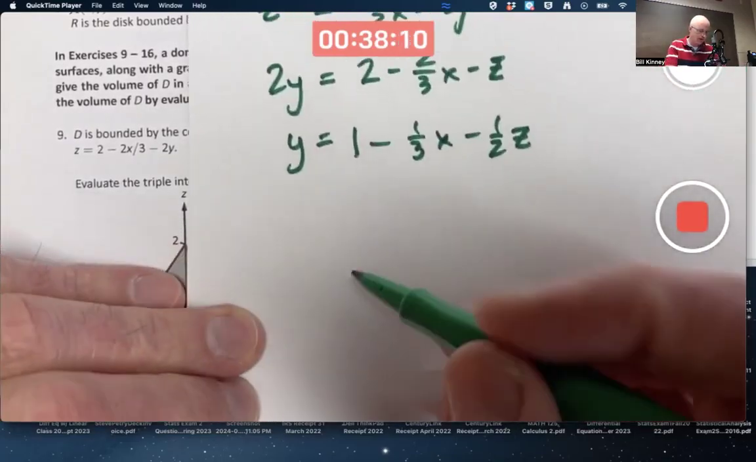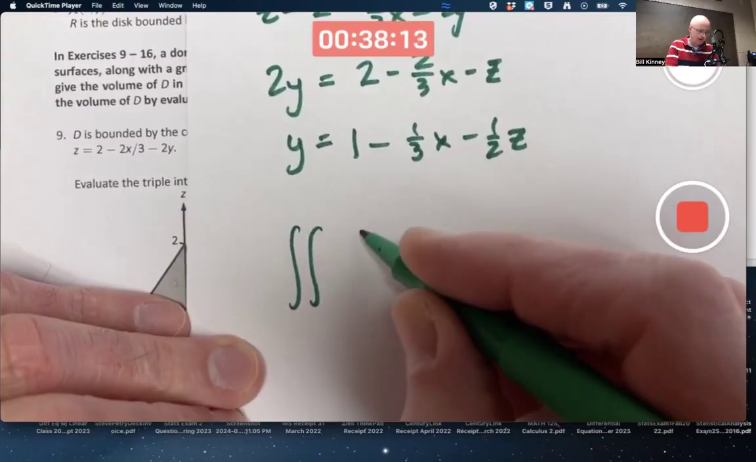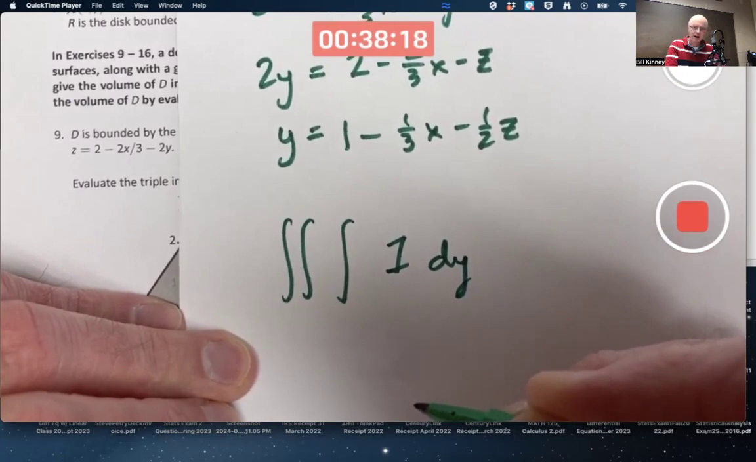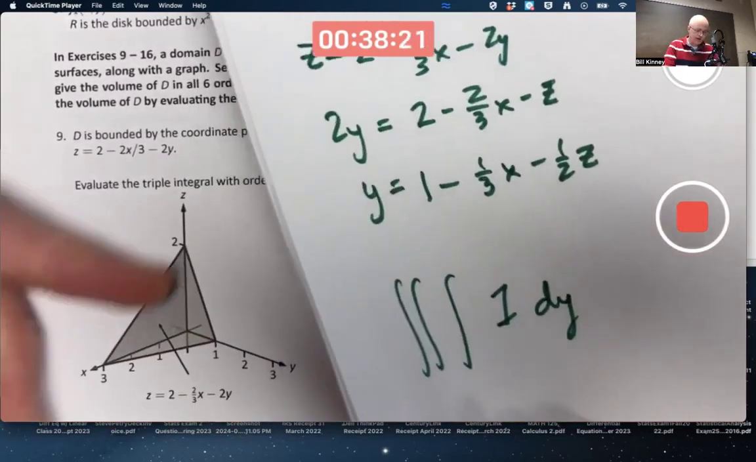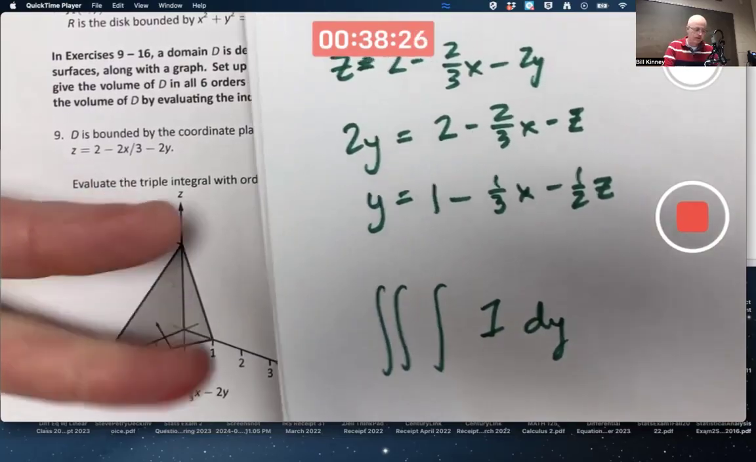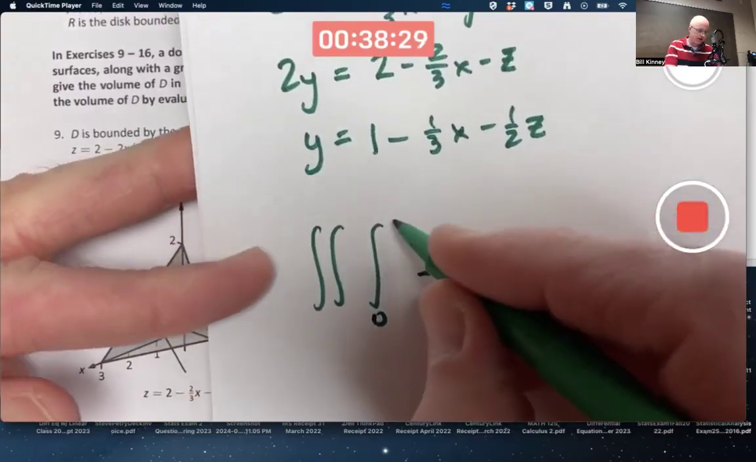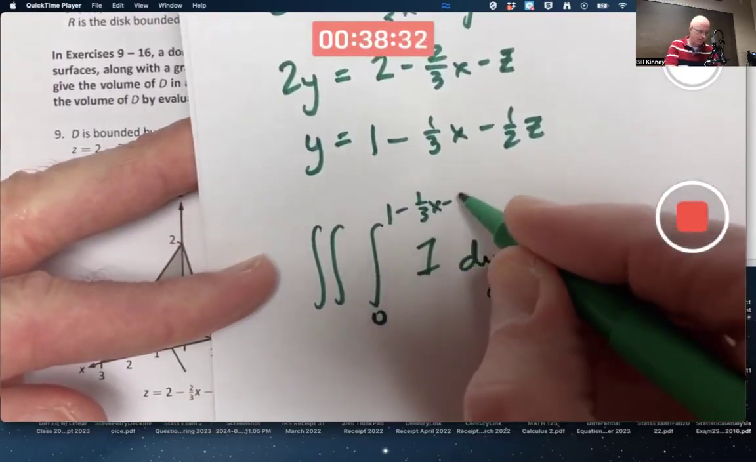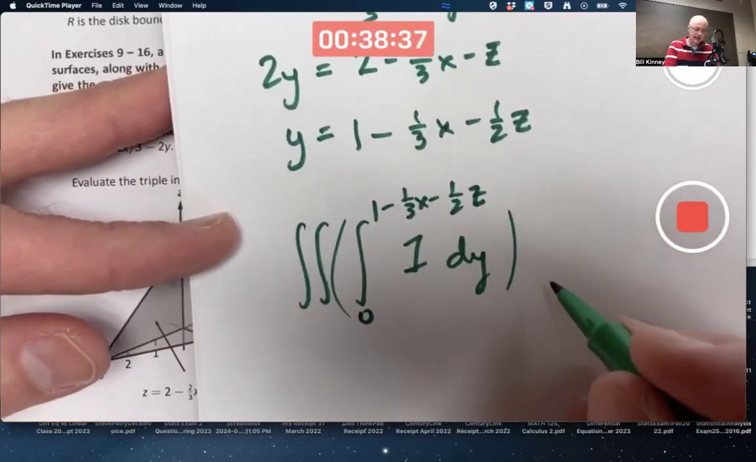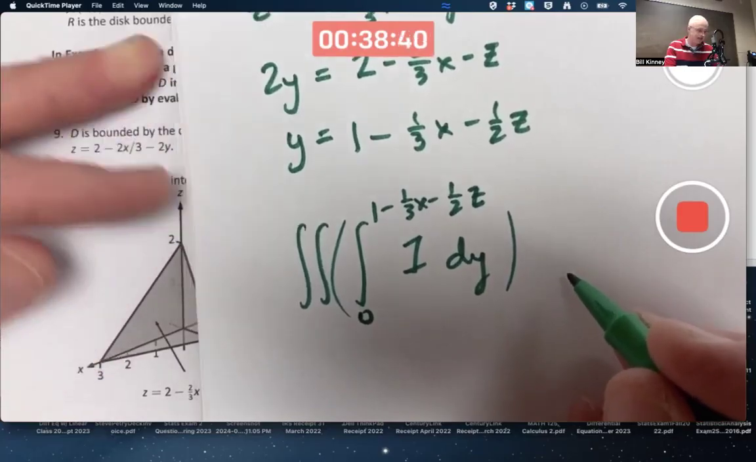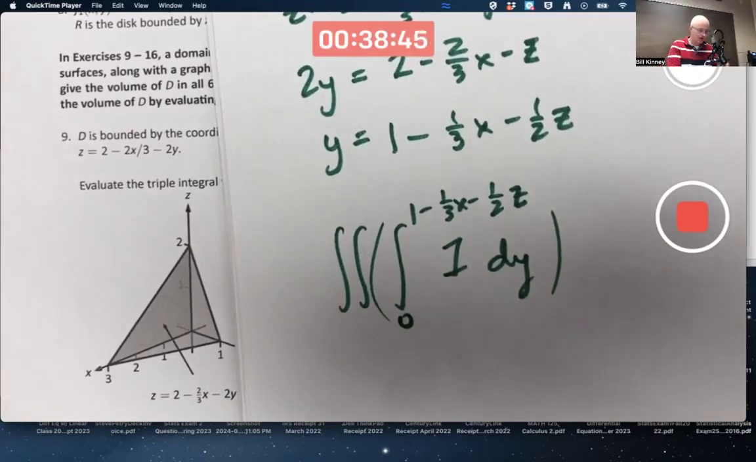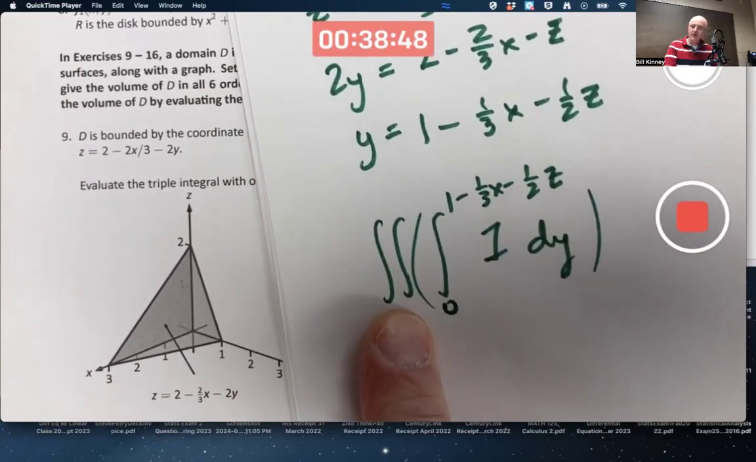This would be what I'd do if the inner integral is done with respect to y. I'd want that integral to go from 0, which is representing the back of the solid, where y is 0, and this function here. That's the inner integral, but what about the outer integral, either dx dz or dz dx? I'd have to think about what happens. Well, where am I in it? What region am I integrating this over?